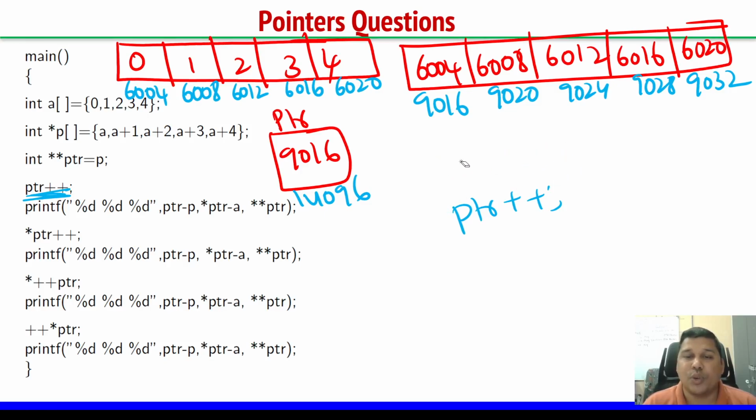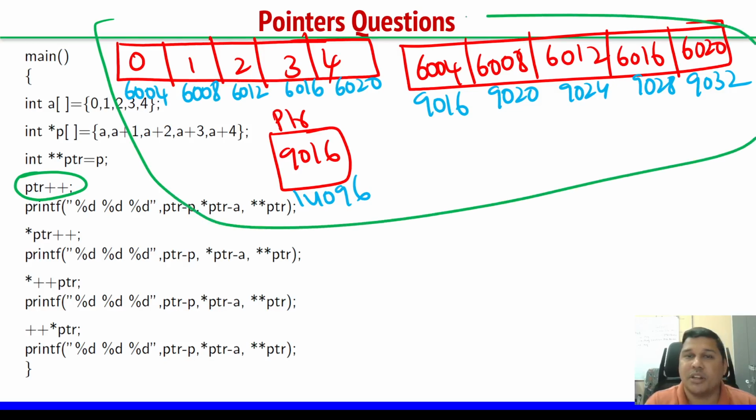Okay. So now with this statement, PTR plus plus, which one do you think will change? Because of this statement, which data from this will change? Which value will change? Please tell. Because of this PTR plus plus, which memory location's value will change? What is the value of PTR? Because it is PTR plus plus here, right? So what is the value of PTR?